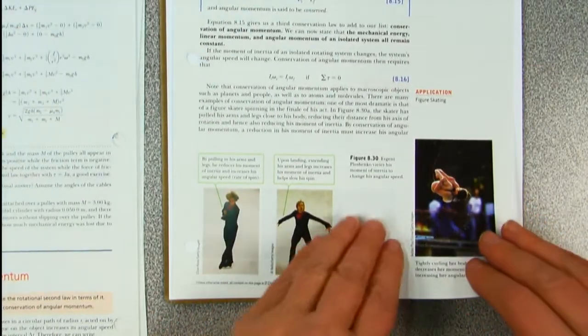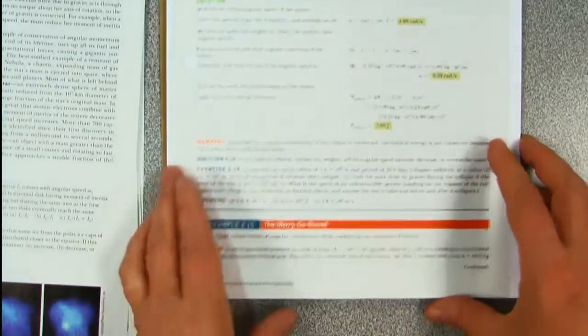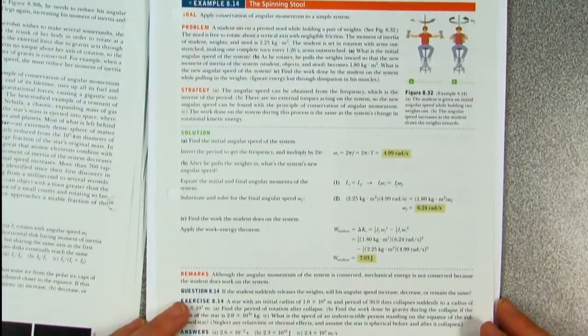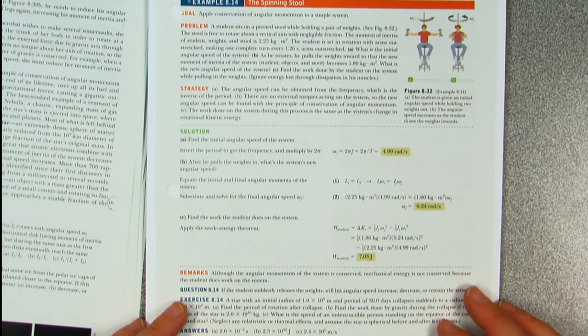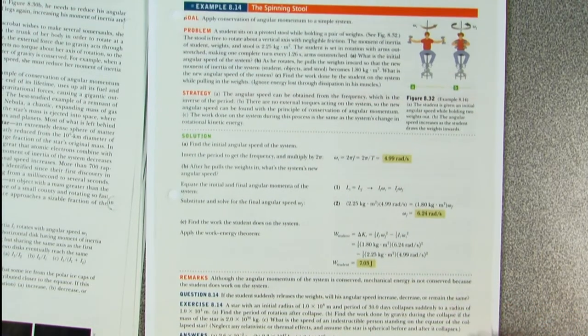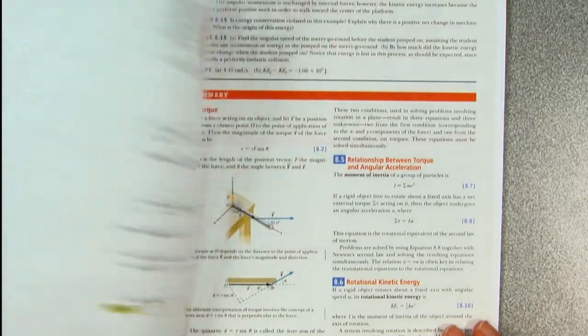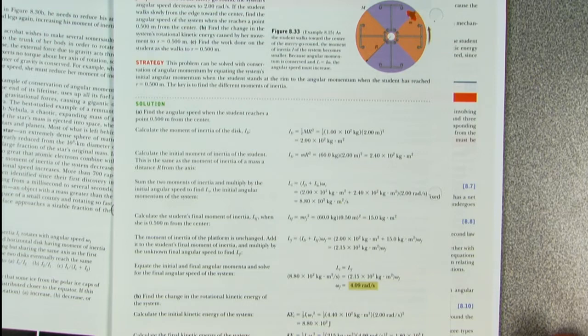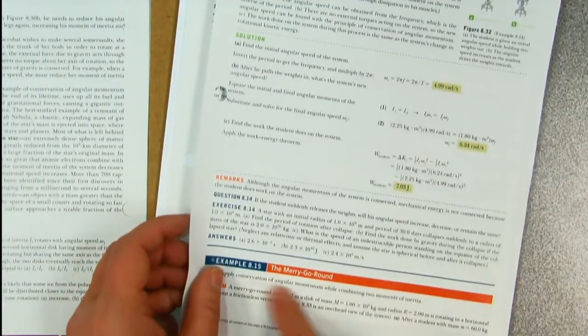Then we had our angular momentum. We did the ice skater problem. The book uses the spinning stool problem, but it's a similar problem. And the merry-go-round. We've done several things with the merry-go-round. So I would definitely look at the example for the merry-go-round. Which is 33. Well, it depends. It's the example for the merry-go-round problem.